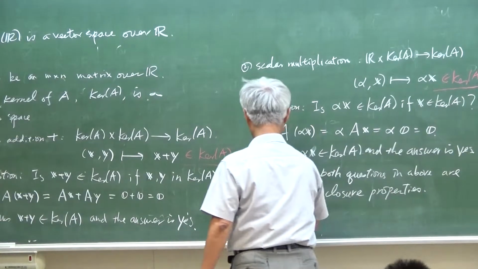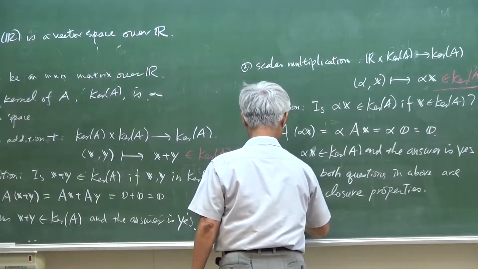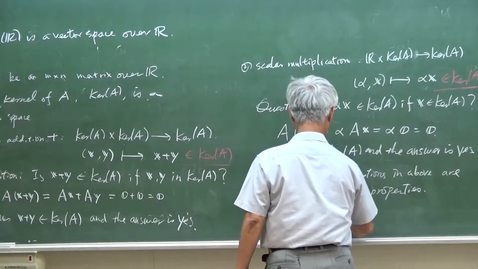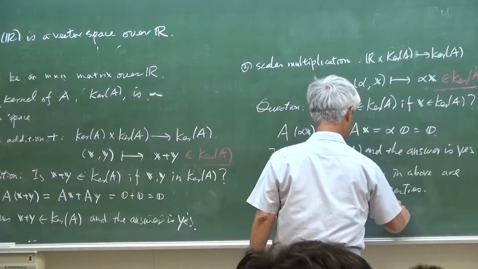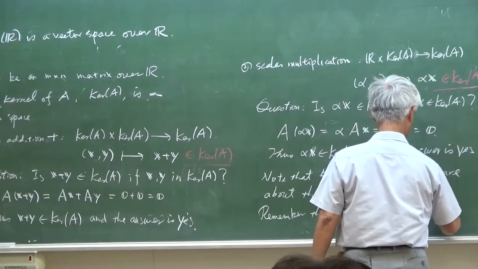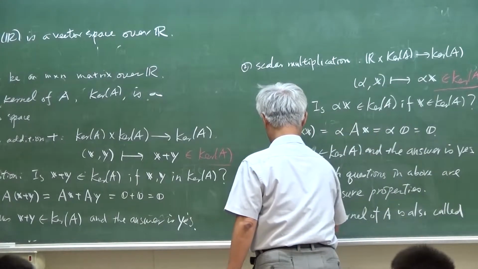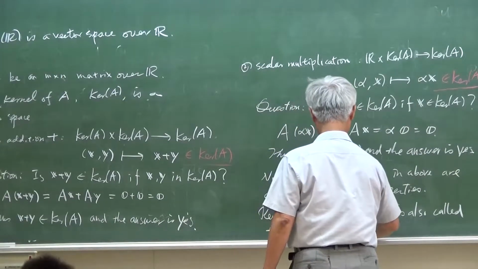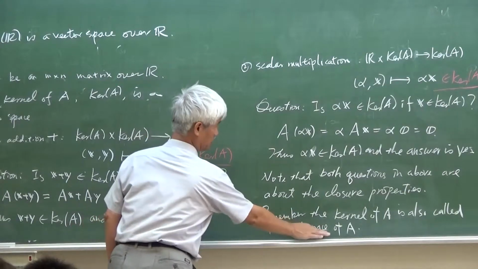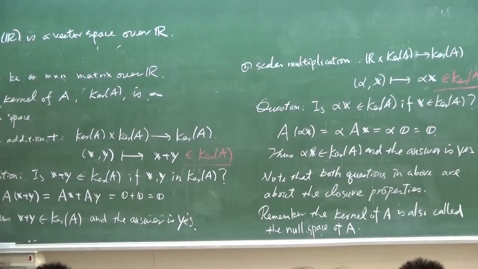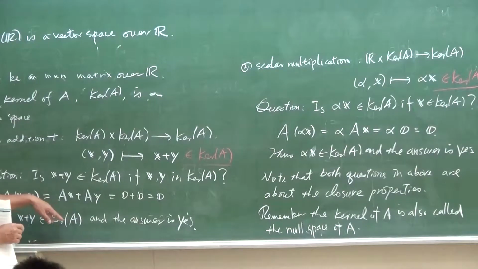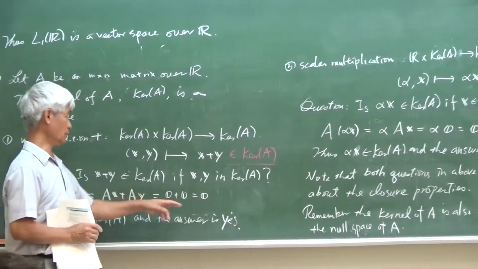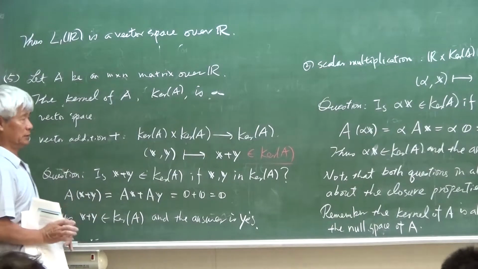Okay, so remember the kernel of A is also called the null space of A. And the word space comes from that the kernel is a vector space. And it's called null because when you apply the product, you get the zero vector. So A times x becomes 0.